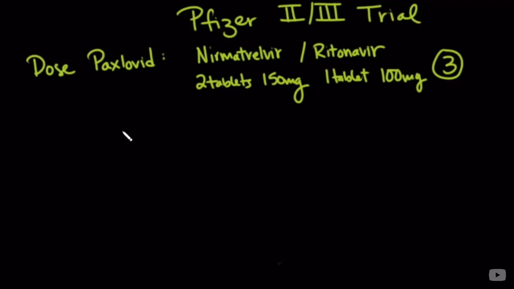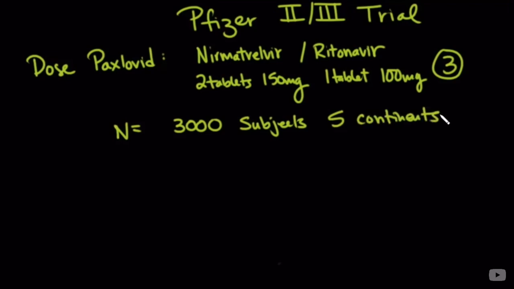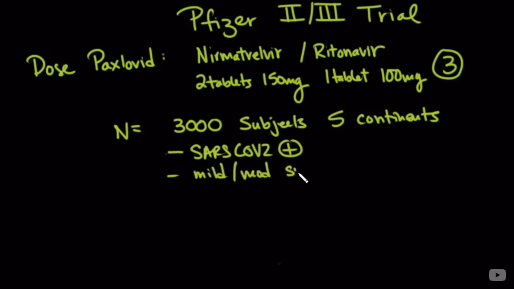And what they set out to do was to actually enroll 3,000 subjects on 5 different continents, including the United States. And what they set out to do was to do a randomized, placebo-controlled trial, which was double-blinded. And so the type of patient they were looking for is very important to understand. First off, they had to be SARS-CoV-2 positive. They had to have mild or moderate symptoms.